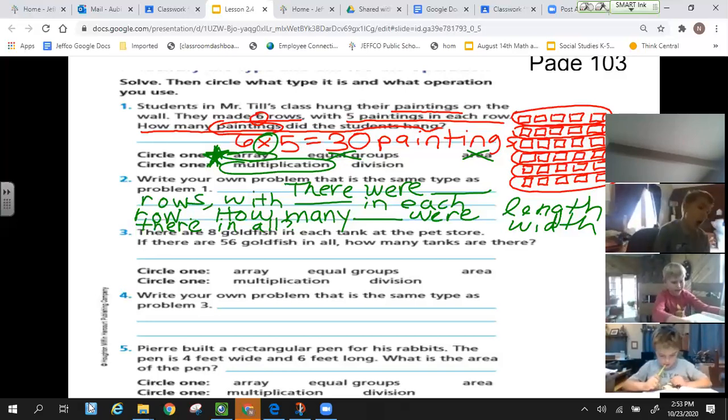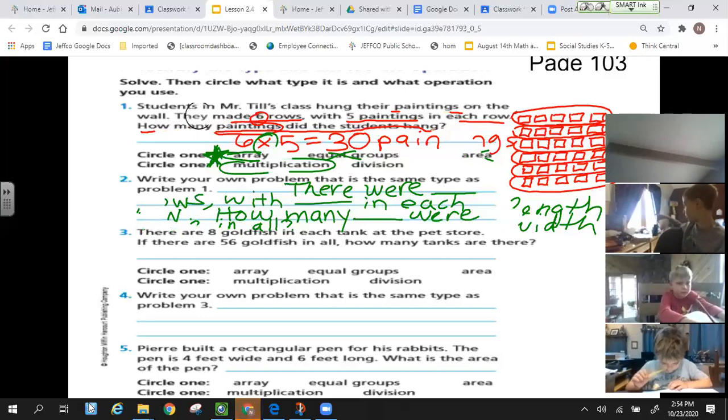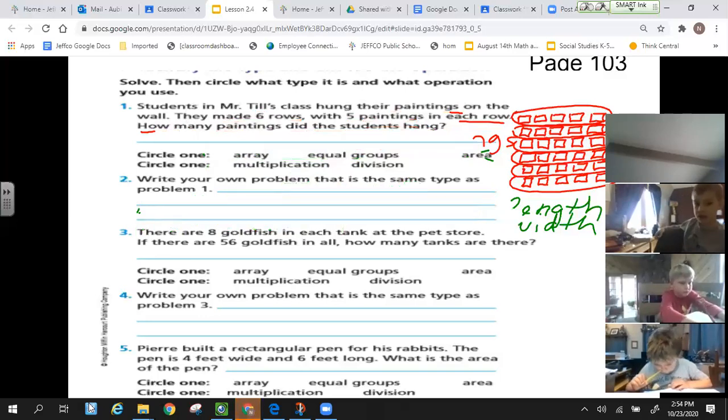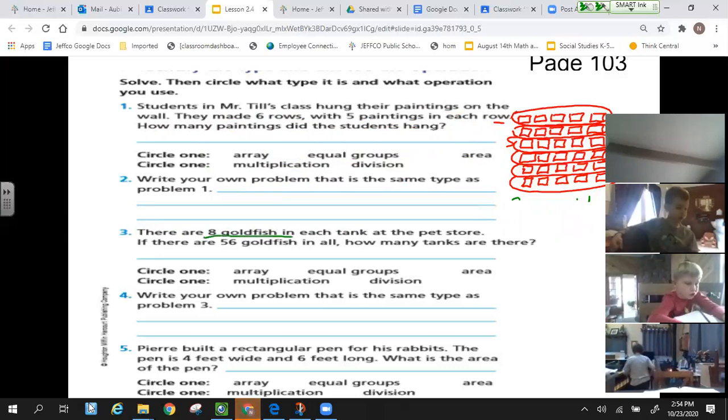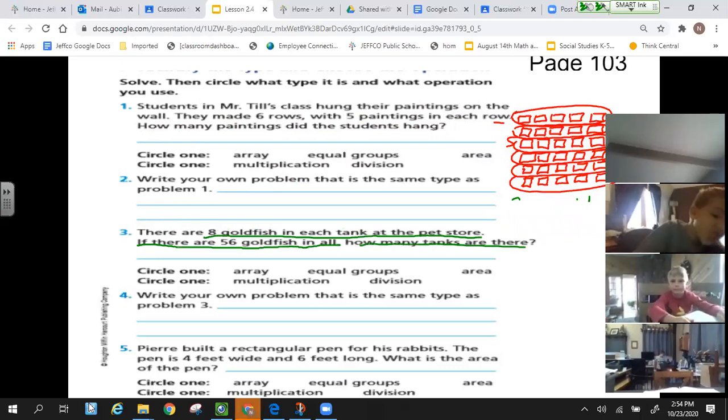I'm going to get rid of this because it's interfering in my reading. Number 3 says, and I want you to read this visually in your head as I read it out loud. There are 8 goldfish in each tank at the pet store. If there are 56 goldfish in all, how many tanks are there? Let me read that again.